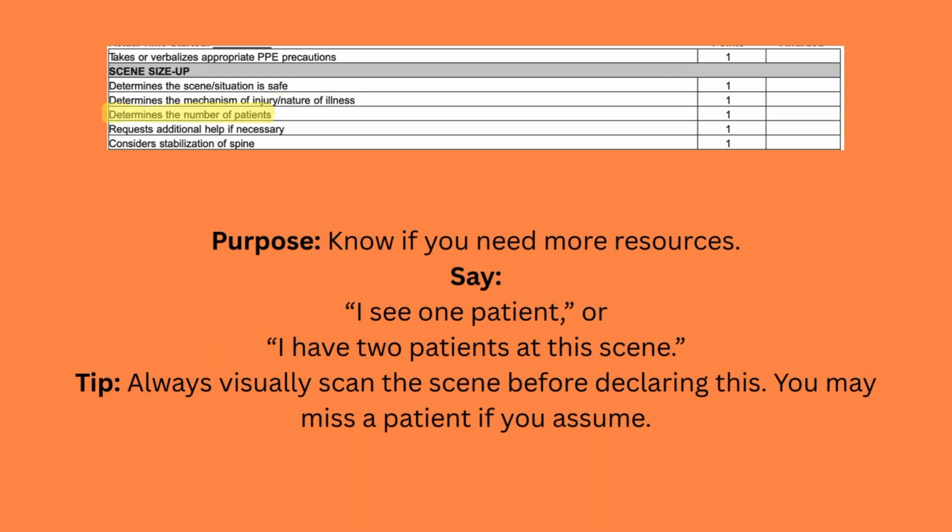Now determine the number of patients to know if you need more resources. Say I see 1, 2, or however many patients you have. Always do a good scan of the scene before declaring this. Your instructor may try to trick you by hiding other patients. Make sure you get this correct.